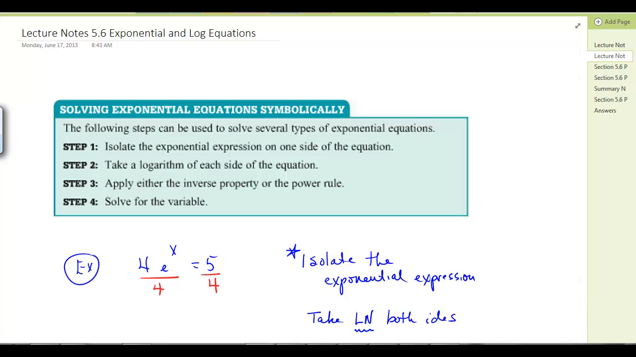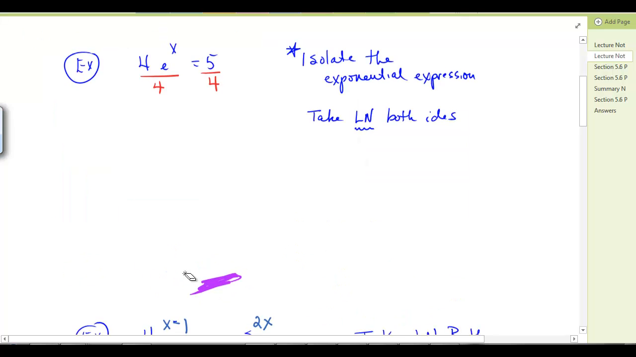The first one says 4e to the x equals 5, and that red part wouldn't be there. So let me get that out of the way because that's where we're going to start. And so isolate the expression. So this is our exponential expression, so we need to get rid of that 4. When we do that, we are left with e to the x equals 5/4.